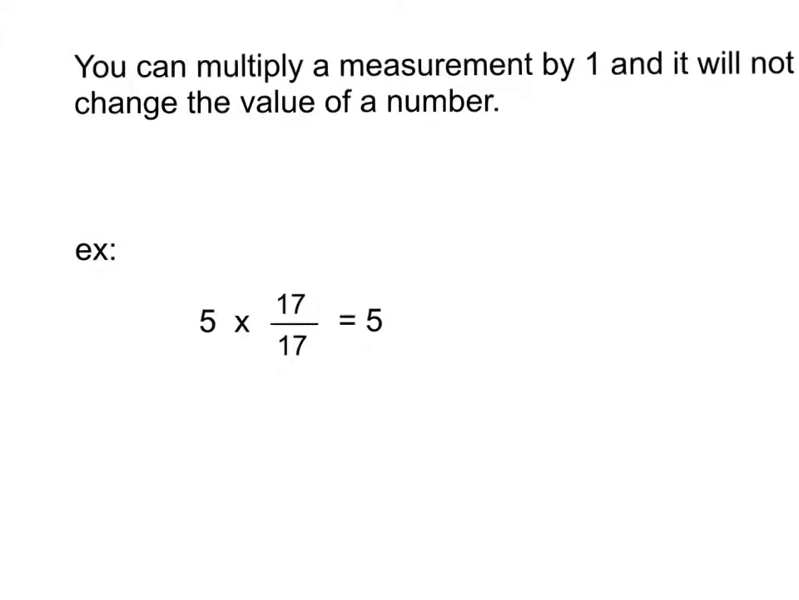You're probably familiar with this from your math classes, but anytime you multiply a measurement by 1, it's not going to change the value of that number. So here in this example, I multiply 5 by 17/17. Guess what? It's 5. When you're multiplying fractions, recall you multiply the numerator and divide by the denominator.